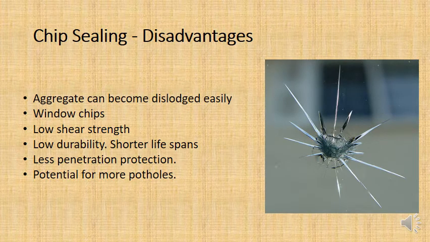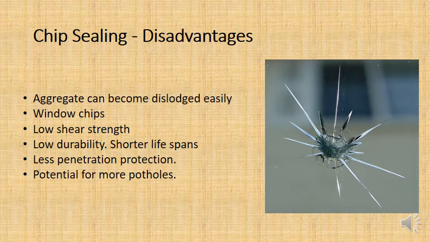Well, the big disadvantage with chip sealing is that aggregate particles tend to be less graded. They're more uniformly graded, and they can become dislodged at a faster rate because there's less shear strength. And so this is actually something that we have to deal with in New Zealand.